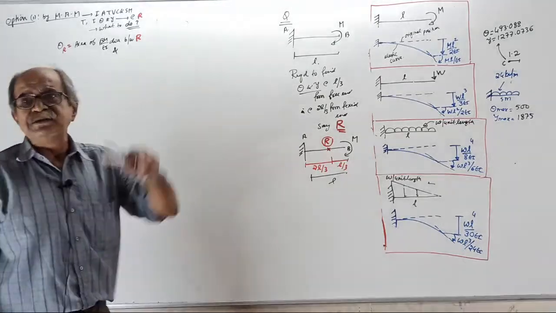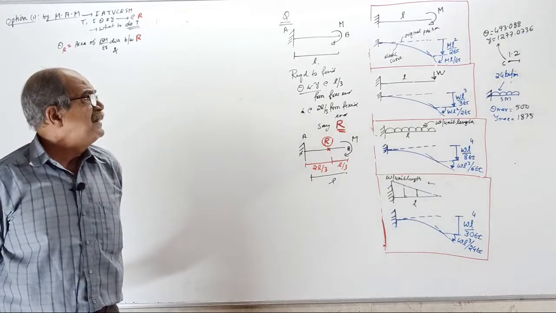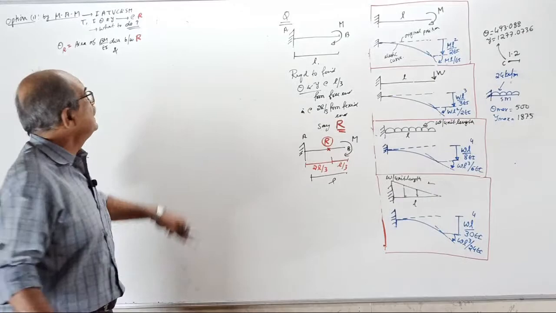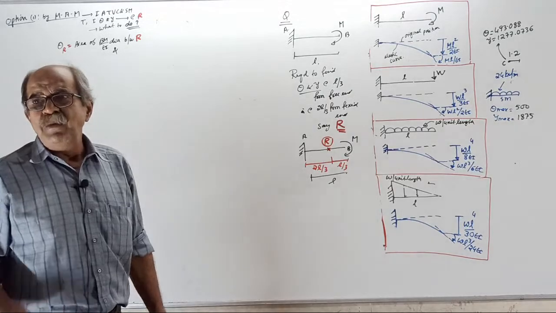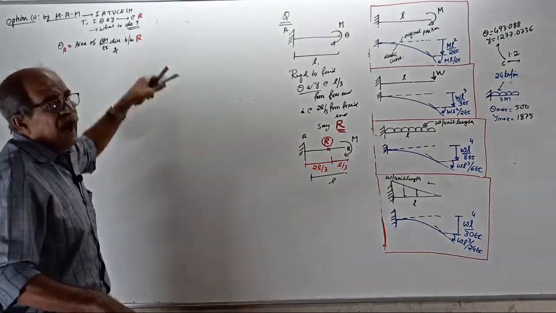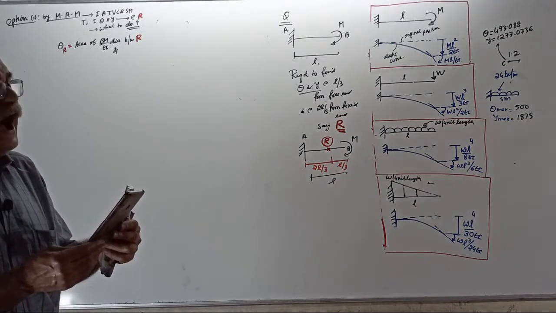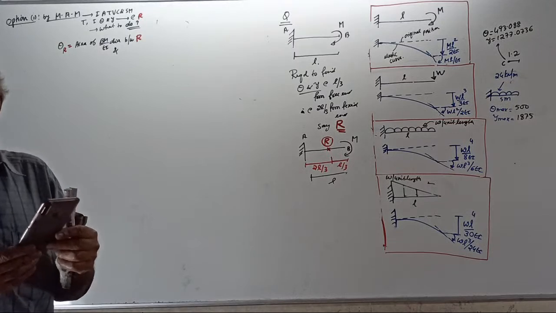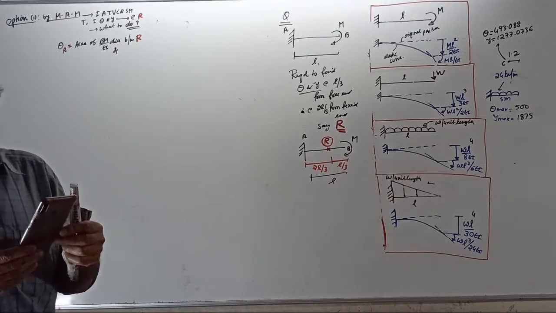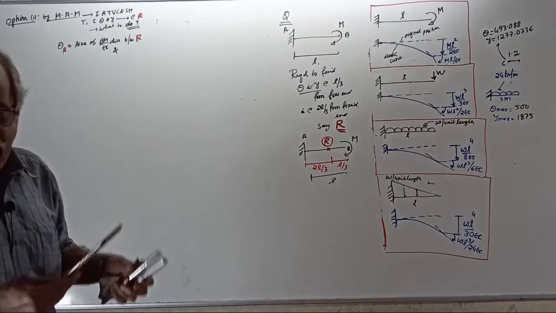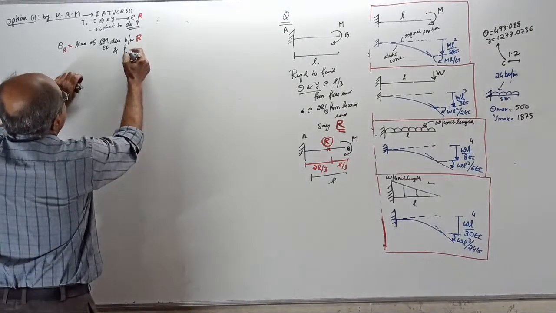Those who are newcomers, once again start from that shortcut for candidates, class number 3. This is part 3. Study everything, do not suddenly come today and ask what is going on here. I told by moment area method, theta R minus 0 I want. Area of the BM by EI diagram between that point R and which point? The other point is always standard, the fixed end. R and fixed end. Remember, R and fixed end.